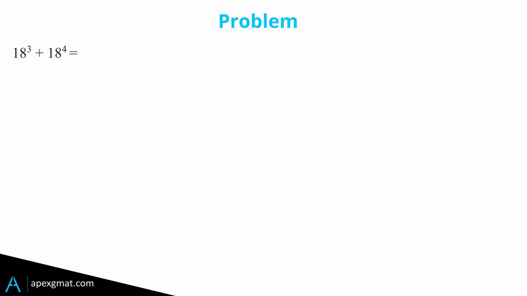So not a ton of solution paths here, at least not on the surface. But this is an excellent problem to understand if you're struggling with exponents and general algebra. So here we have 18 cubed plus 18 to the fourth power. And when you see a problem like that with just an equal sign, largely what they're testing is your ability to manipulate or rewrite these values in another way.